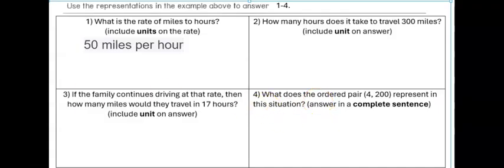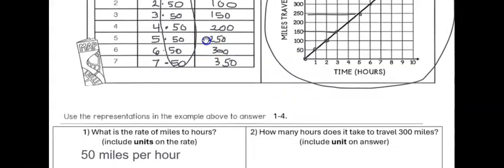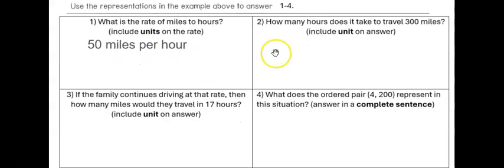I am going to scroll up real quick. There are several rates. They have 100 miles to 2 hours, 150 miles to 3 hours. But when I reduce them all to lowest terms, they all reduce to 50 miles to 1 hour because they're all equivalent. Okay. How many hours does it take to travel 300 miles?